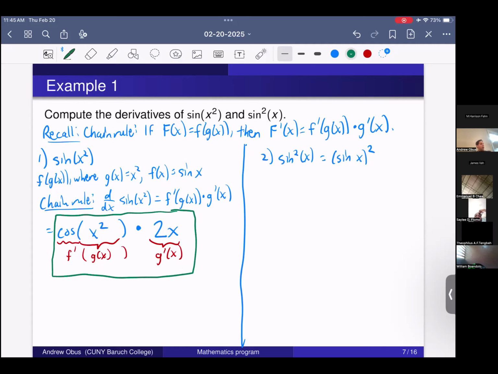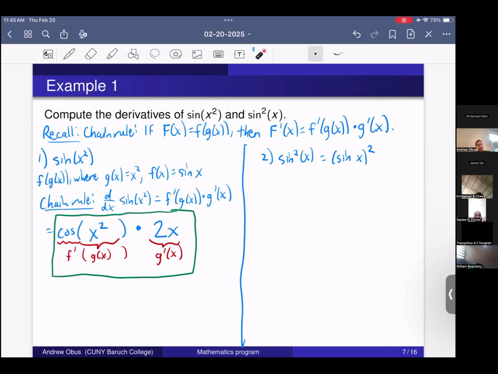So the derivative of sine of x squared is cosine of x squared times 2x. You think of it kind of like taking the derivative of the outside function and plugging in the inside function. So you might say, oh, derivative of sine of x squared is cosine of x squared. But it's not just that. You also have to multiply by this extra derivative, this extra g prime of x here in your function. Okay, so this is the answer for the first example.